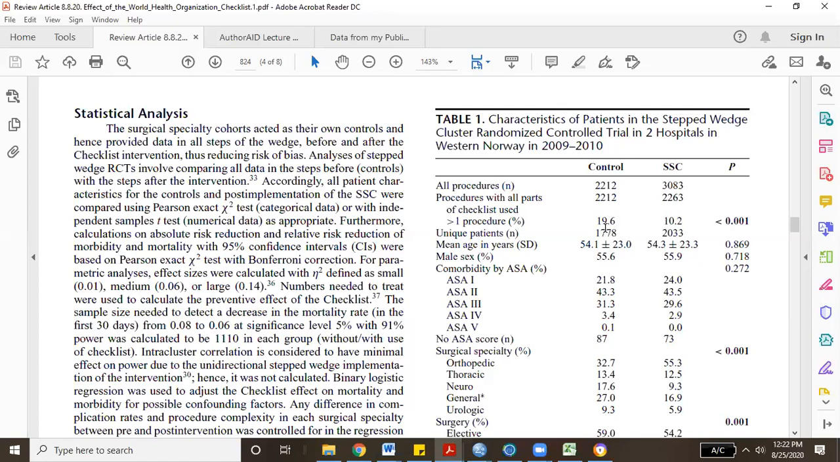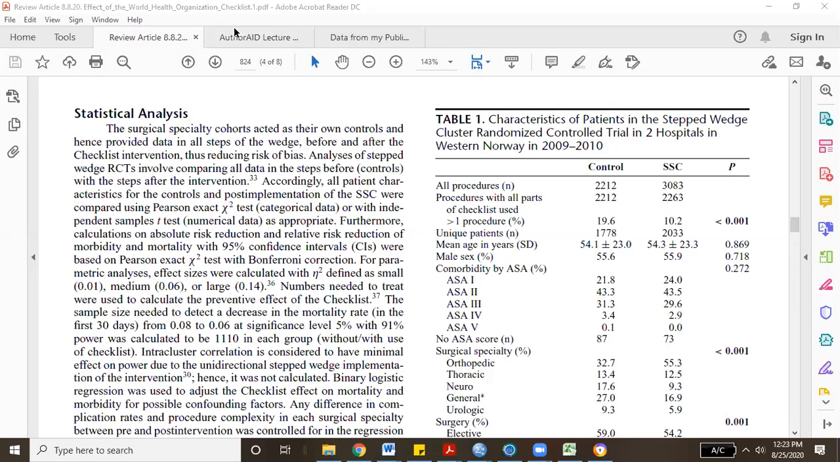So now that we know that those who were not exposed to the treatment had more procedures performed on them, is this 19.6 significantly higher than 10.2, even if the proportion shows that it is higher? In statistics, we don't work only by proportion. We work also by what they call evidence.